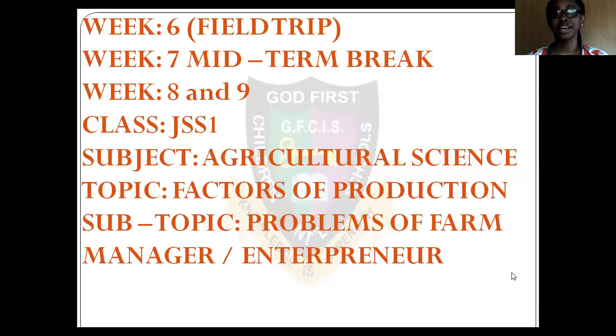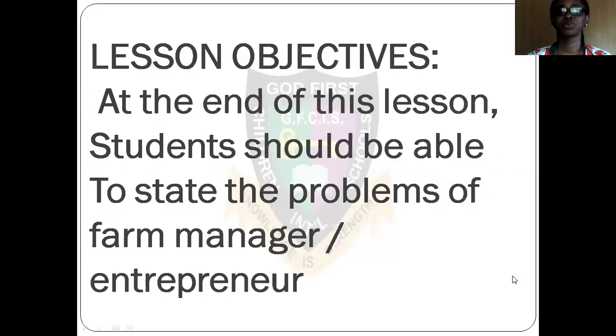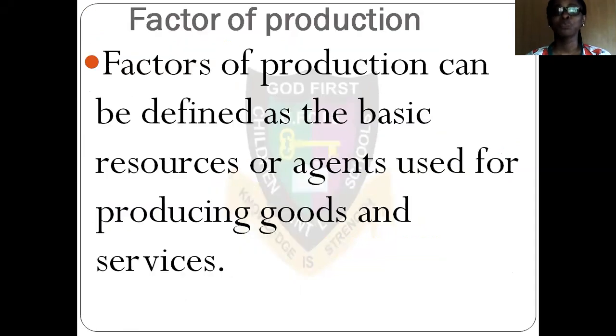In weeks 8 and 9, we'll be discussing factors of production as a topic, and our subtopic will be problems of farm manager or problems of an entrepreneur. So our lesson objective for today: at the end of today's lesson, students should be able to state the problems of farm manager or problems of entrepreneur.